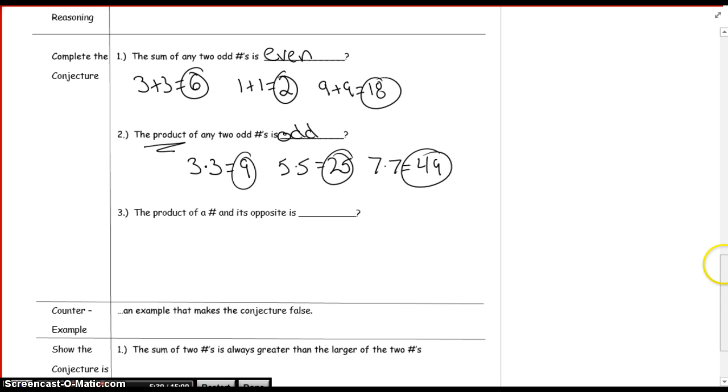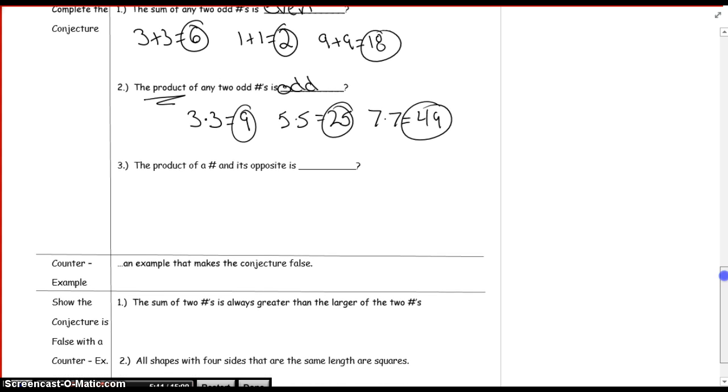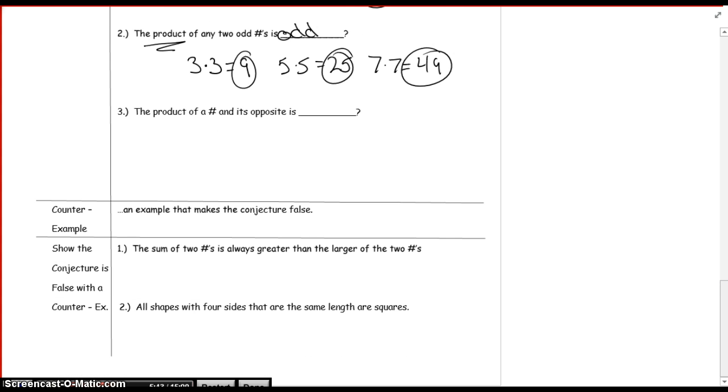Take number 3 and give that a shot on your own. It's an example that makes the conjecture false. So I want to go back to Jane and her Gucci bags that she always likes to buy. What it's basically saying is that just because there's a pattern doesn't mean it's always going to be true. What happens if Jane goes out and doesn't buy a Gucci bag and instead buys a Coach purse that time? It's something that can be proven false.